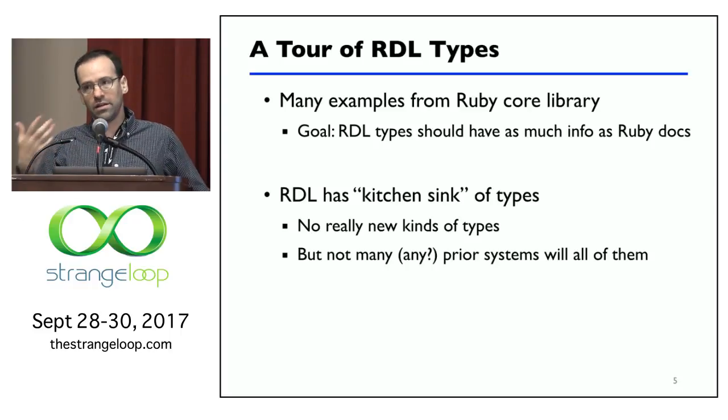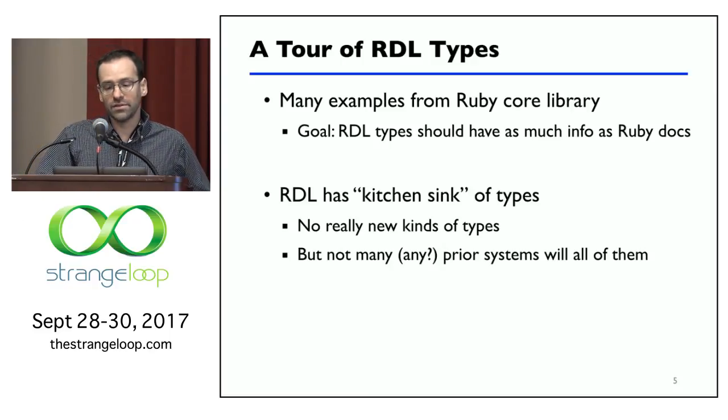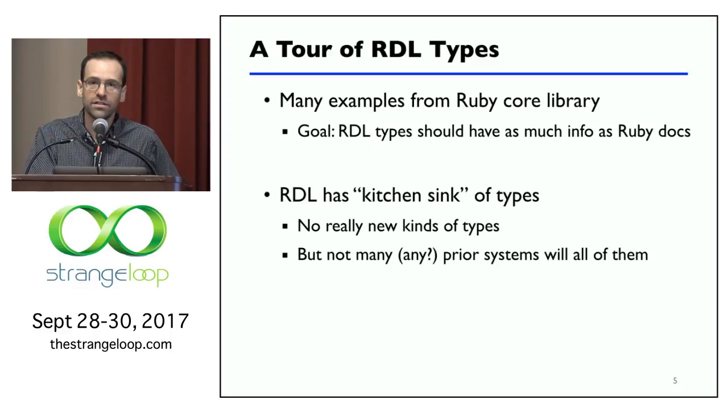So there's nothing in here that's added just because it's intellectually nice, right? Everything is in here because there's some code that had a pretty good reason for using this kind of feature. And in the end, I think of this as the kitchen sink of type systems. There's really not any new kinds of types in the system, but there aren't many, or maybe not any, prior systems that just have all this stuff jammed together in one type checker.